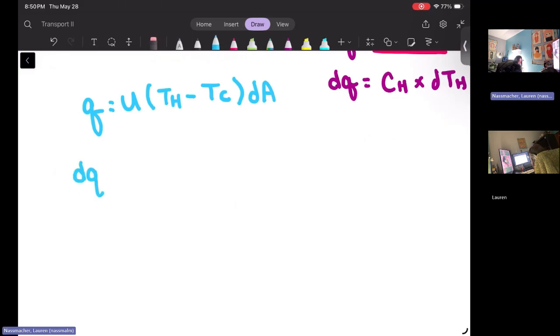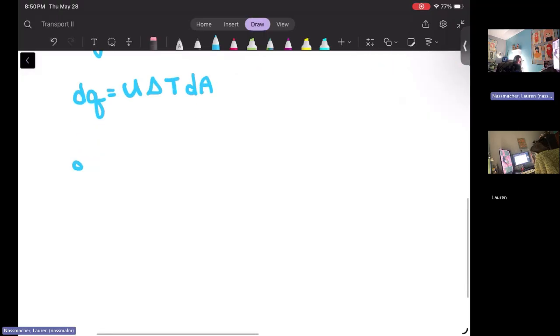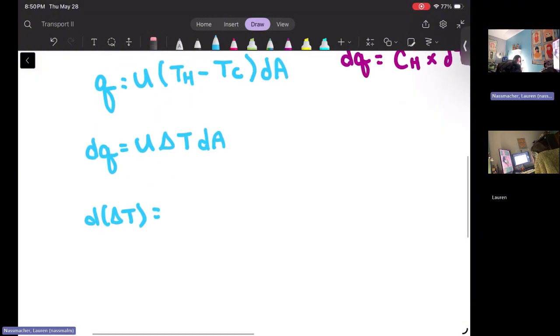So then we do the change in heat. All right, we're going to write this down. The change in heat is equal to our universal heat transfer coefficient multiplied by the change in temperature multiplied by that change in area. And so the derivative of the change in temperature is equal to that change in temperature.